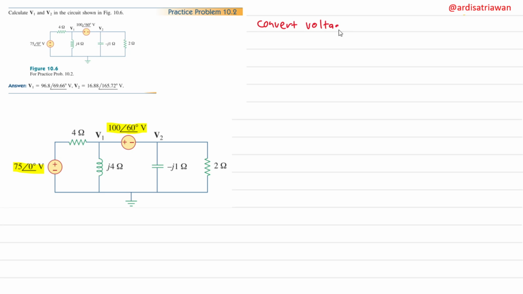So first, the voltage sources here. Okay, the first is 75 angle of 0. This is easy enough. So this is in rectangular or Cartesian coordinates. This will be just simply 75, right? And then this one, let's see, 100, and we have the angle is 60 degrees.